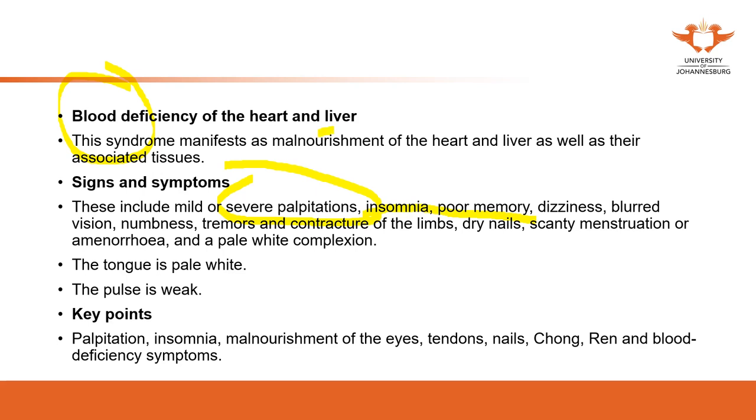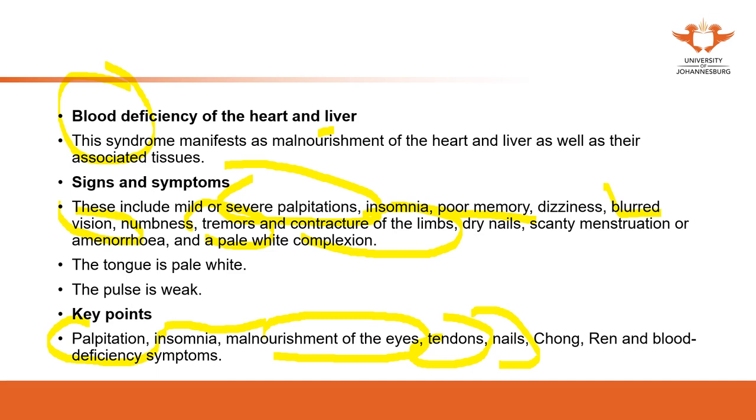the liver, tremors, spasm, blurred vision. The orifice is the eyes. So the patient will present the palpitation, insomnia, eyes problem, the tendons problem, nails problem, that's from the liver, chongren, blood deficiency syndrome. The chongren is the meridian we have introduced, but we didn't go in details. We're going to study the chong and ren in the second year.